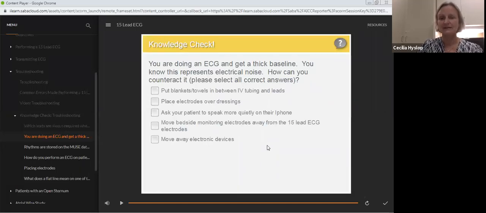So you're doing an ECG and get a thick baseline. You know this represents electrical noise. How can you counteract it? Well, you can put blankets or towels in between the IV tubing and leads. We don't want to place our electrodes over dressings. Ask your patient to speak more quietly on their iPhone. Move bedside monitoring electrodes away from the 15 lead electrodes, and move away any electronic devices.